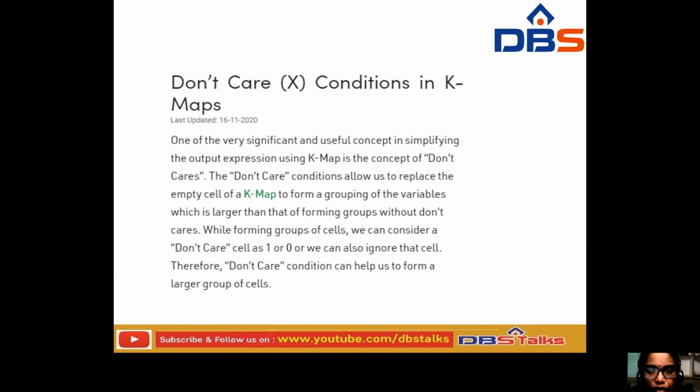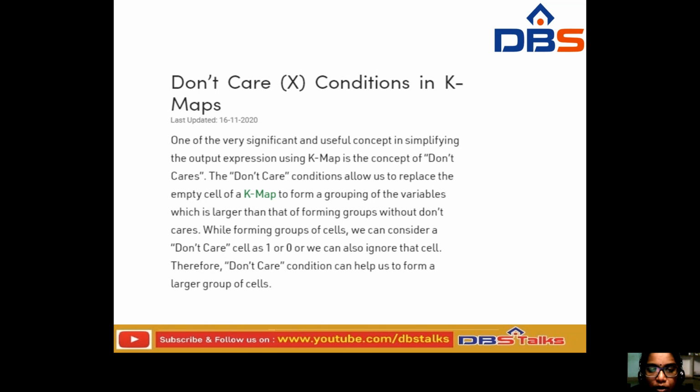Now let's look at don't care conditions in K-maps. It is one of the significant and useful concepts in simplifying. Whenever you solve a K-map and get the output, there is a concept called don't care. It allows us to replace the empty cell of the K-map to form a grouping of the variables.